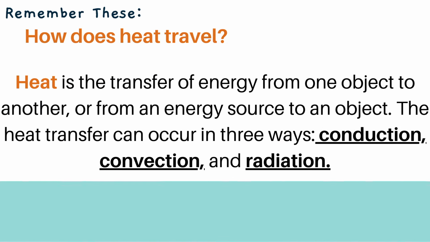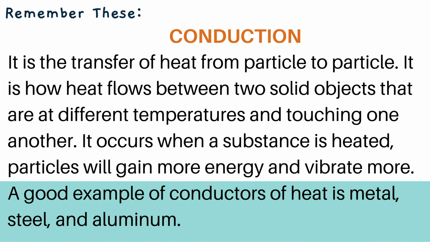How does heat travel? Heat is the transfer of energy from one object to another, or from an energy source to an object. The heat transfer can occur in 3 ways: conduction, convection, and radiation. Conduction is the transfer of heat from particle to particle. It is how heat flows between two solid objects that are at different temperatures and touching one another. When a substance is heated, particles gain more energy and vibrate more. Good examples of conductors of heat are metal, steel, and aluminum.